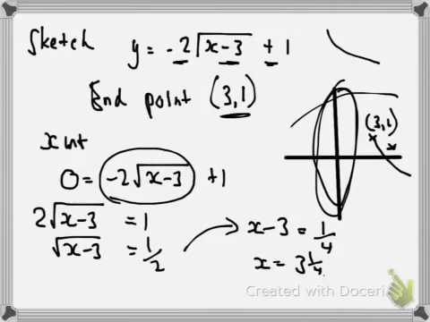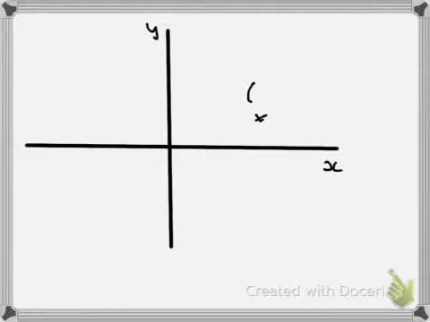Okay, so let's draw a better sketch of this. We've got our y-axis and our x-axis, which we should always label. We've got our endpoint here at 3, comma 1. I've identified our x-intercept as 3 1/4. And I know it's going to shape round like that. There's my graph.